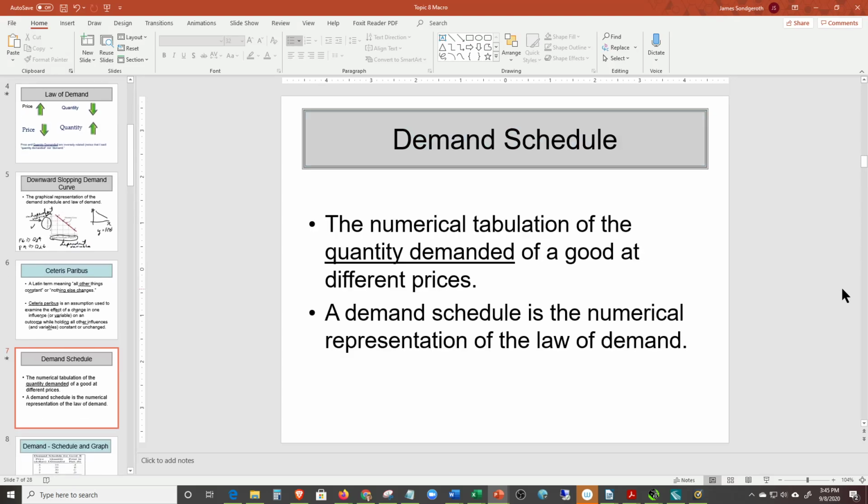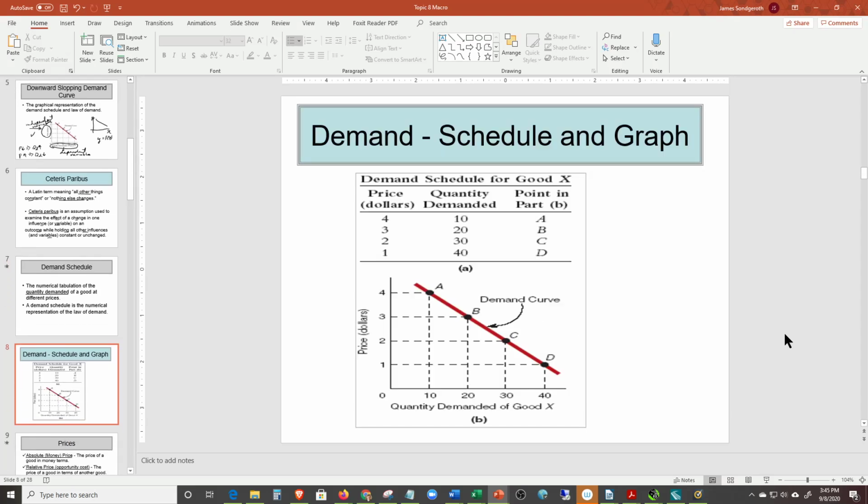So a demand schedule is just a table showing the relationship between prices and quantities demanded. And we'll take a look at the schedule. So here is the schedule in part A, and then part A is graphed into this graph right here. And this is the same demand curve graph that we saw before.